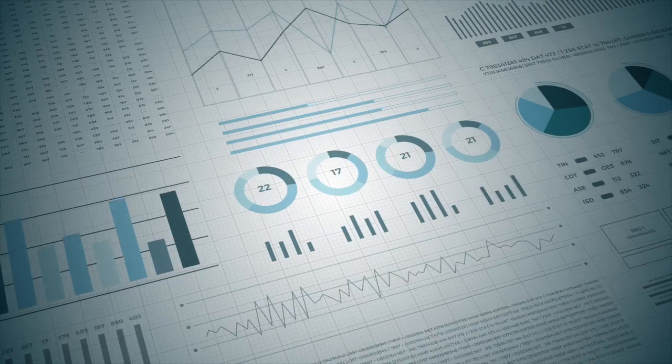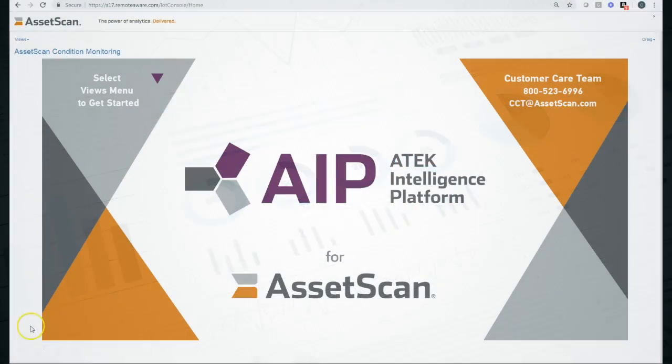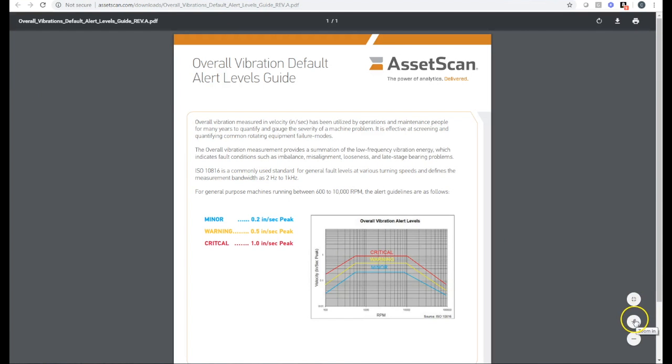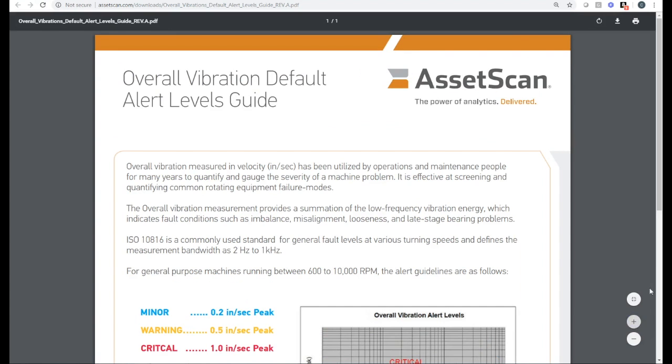Today I'm going to talk about extending reliability with IIoT, with a video on artificial intelligence for setting overall vibration alerts. From our home page in AssetScan, we can go to Views and come down to Help with Vibration Alerts. Here I have a document, it's just one page long, to set alerts.